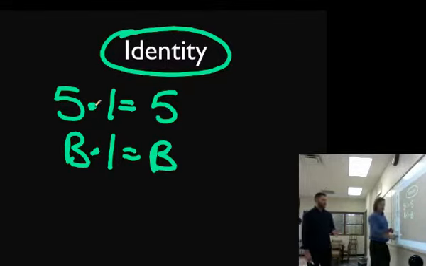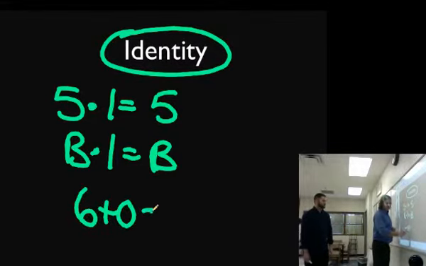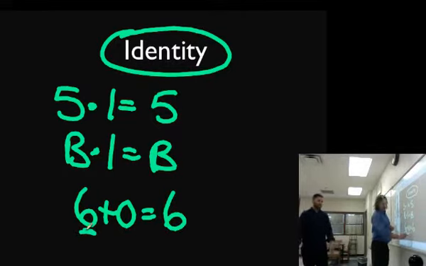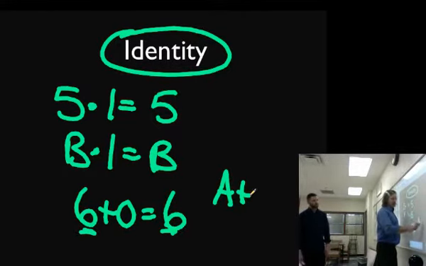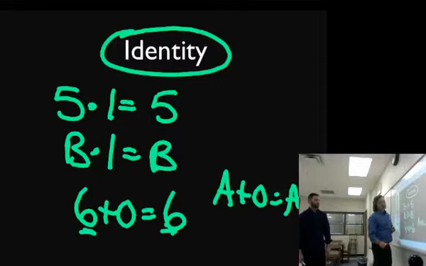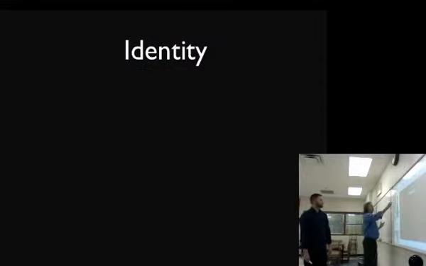Yeah, I think the additive identity was 0, right? Because if we took 6 plus 0, we'd get 6 back. You get the same thing back. If we took A plus 0, you'd get A back. So there must be some type of identity for matrices.